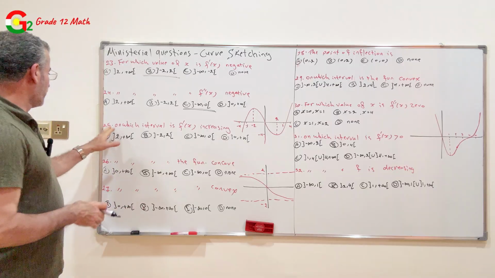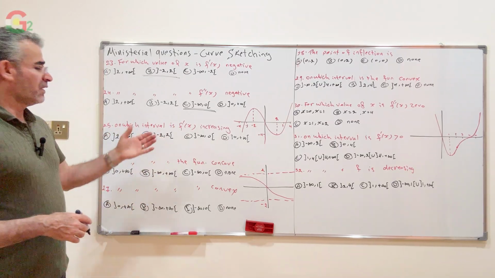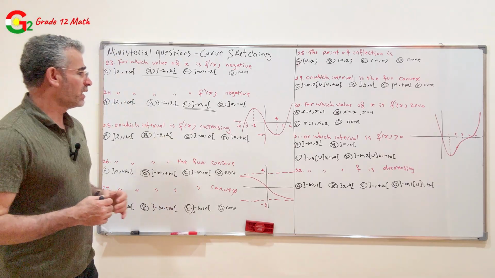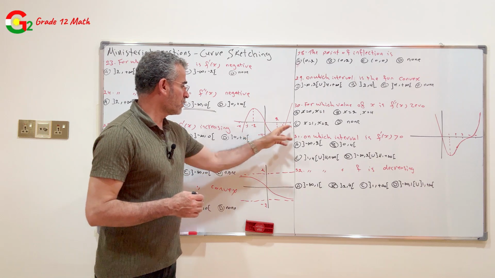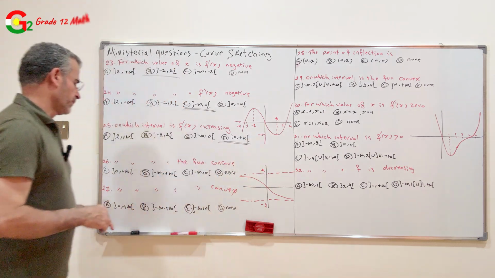Question number 25. On which interval is f prime of x increasing? f prime of x is increasing when the function is concave. The function is concave in the interval 0 to positive infinity. The right choice is D.